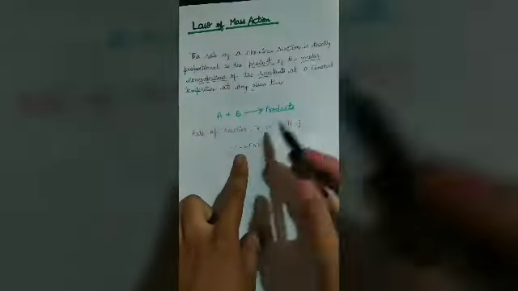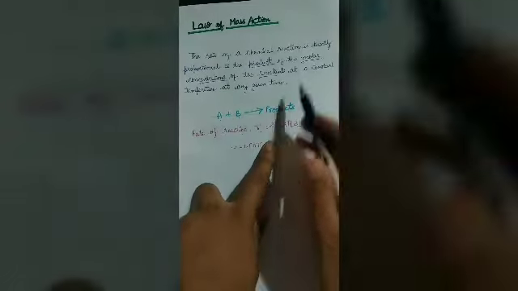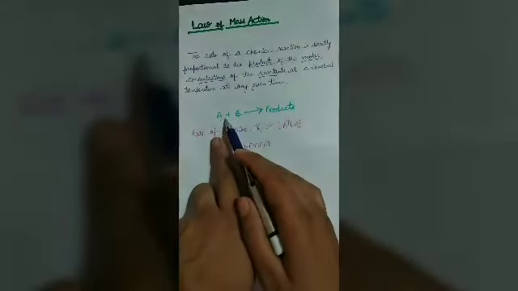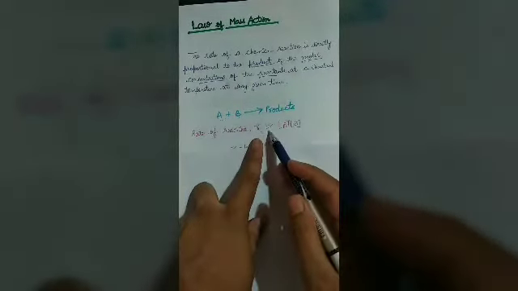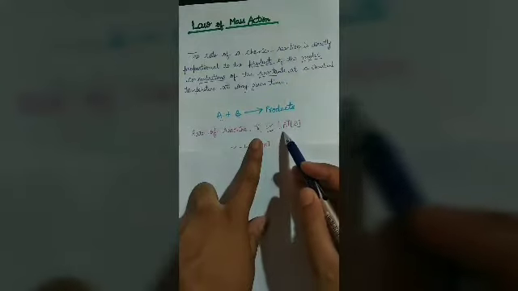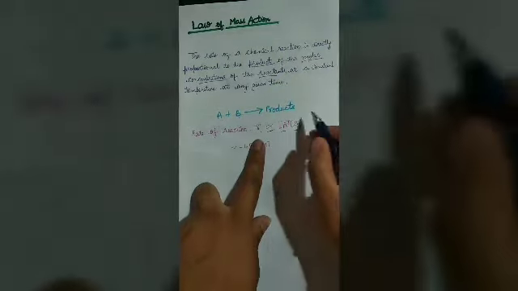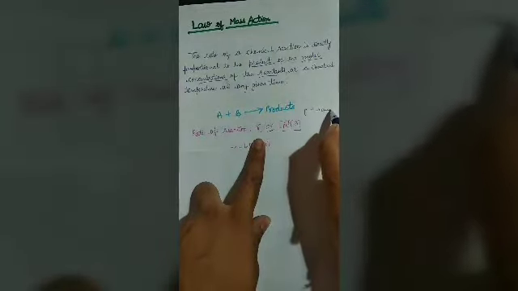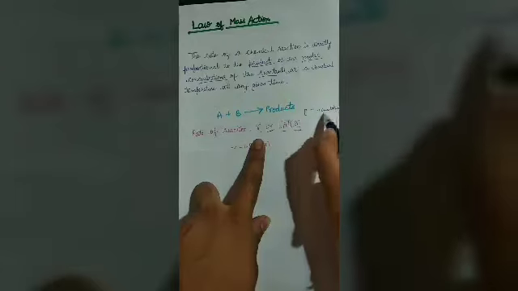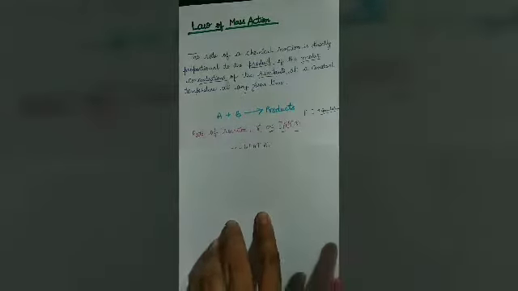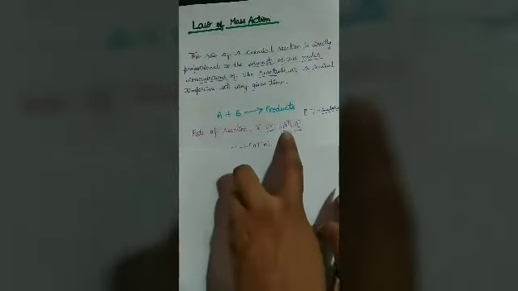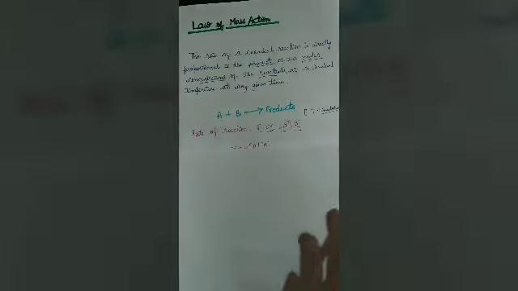So according to the statement of mass action, this R is directly proportional to the product of molar concentration of reactants. The reactants are A and B, so the rate is directly proportional to the molar concentration of A and B. Here the square bracket is used to express the concentration of the species, reactants or products. Whenever A and B are present in square brackets, it is termed as the concentration of A and B.